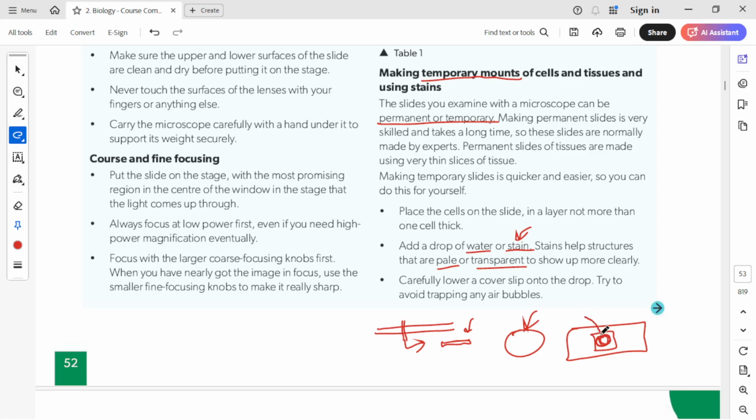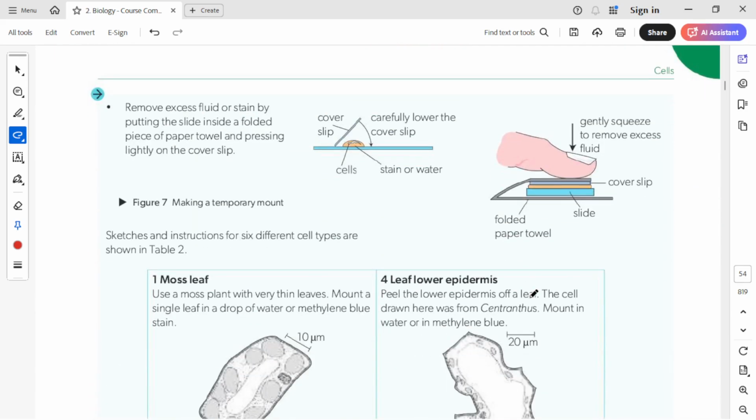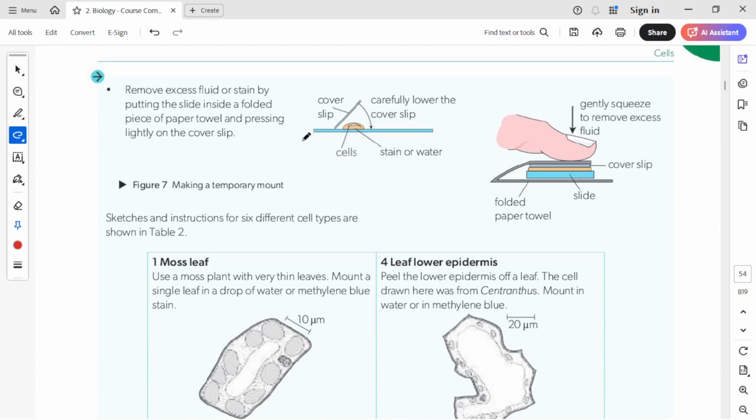So here you will put your cover slip, and an air bubble should not come in between the slide and your object, so that you'll see a clear picture. Here we can see a glass slide on which we have put our cells, and this brown structure that we can see is stain or water. Now this is a cover slip, which is a very small and thin glass slip, and carefully we will lower the cover slip and cover our object and gently squeeze to remove the excess fluid.